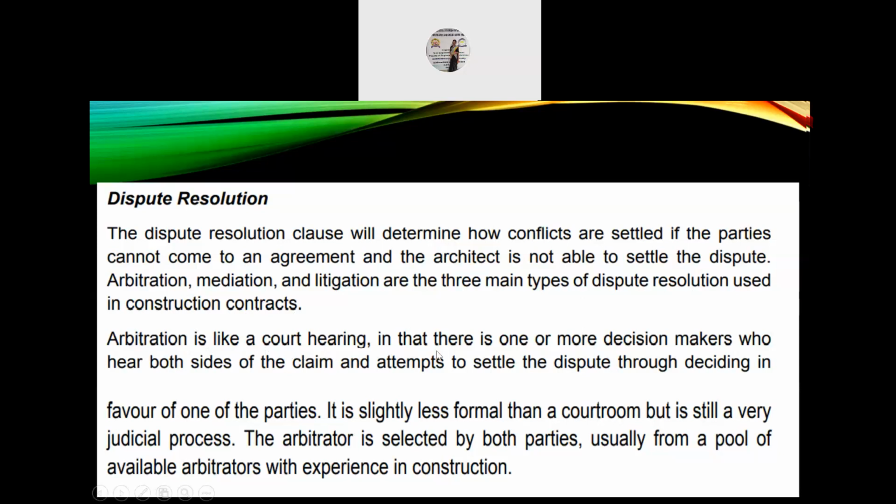Arbitration is like a court hearing, in that there are one or more decision makers who hear both sides of the claim and attempt to settle the dispute by deciding in favor of one of the parties. It is slightly less formal than a courtroom but is still a very judicial process. The arbitrator is selected by both parties, usually from a pool of available arbitrators with experience in construction.